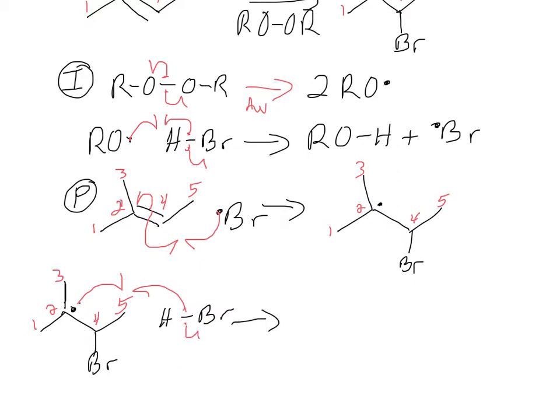So what's the net of this reaction? Is it a propagation or a termination or an initiation? This reaction I showed here. Still a propagation. Why is it a propagation? What radical did I form? You made another Br dot, right? It's a propagation.